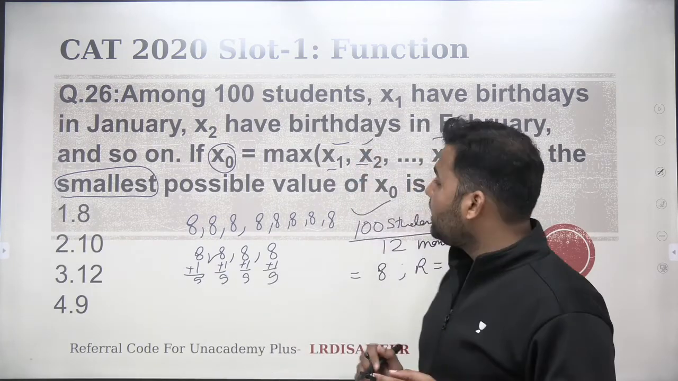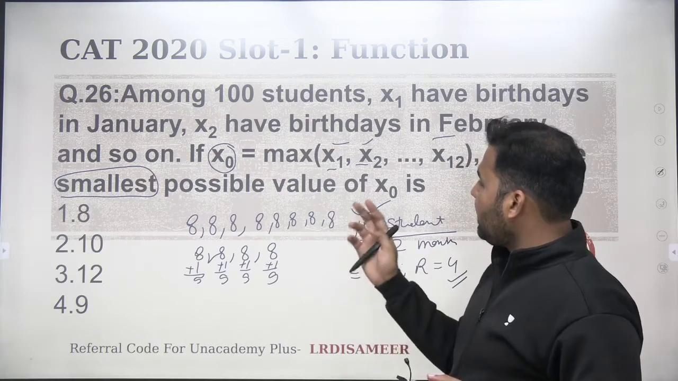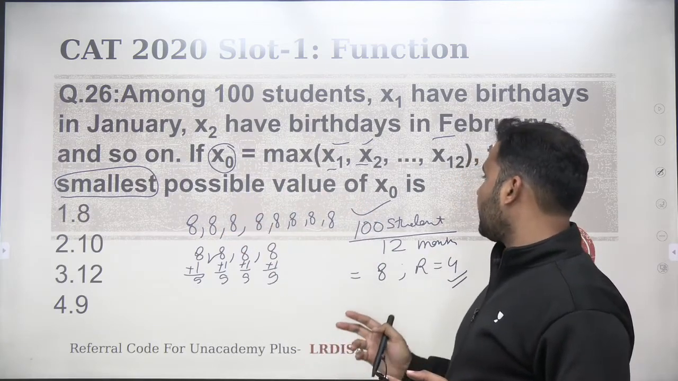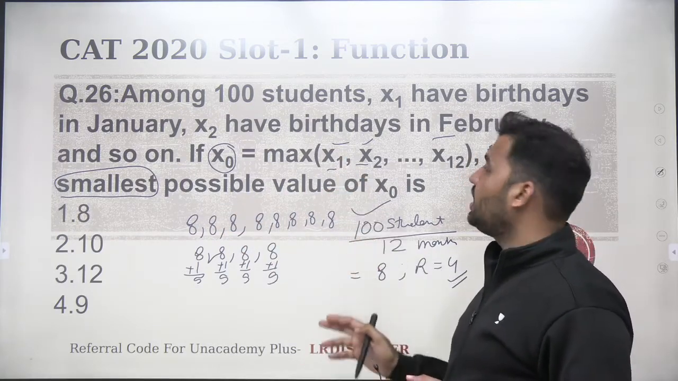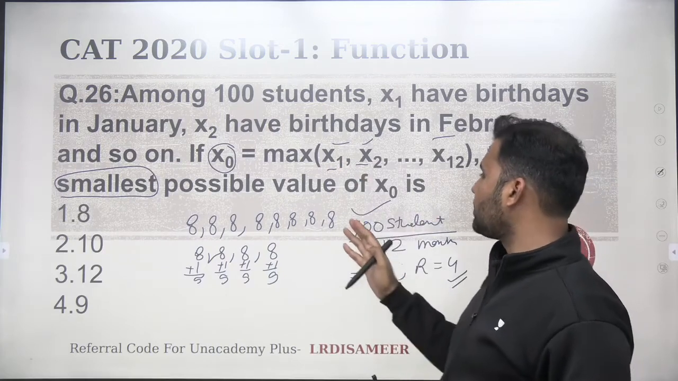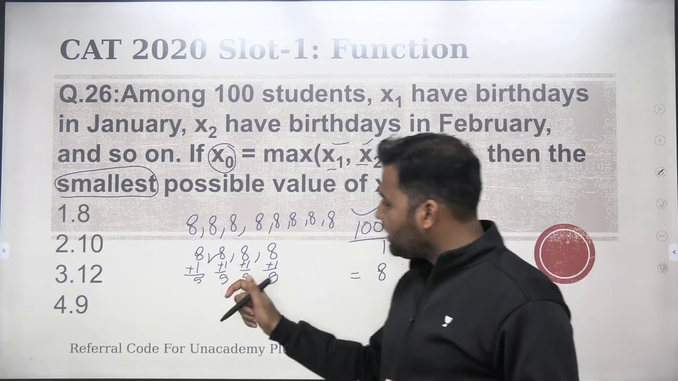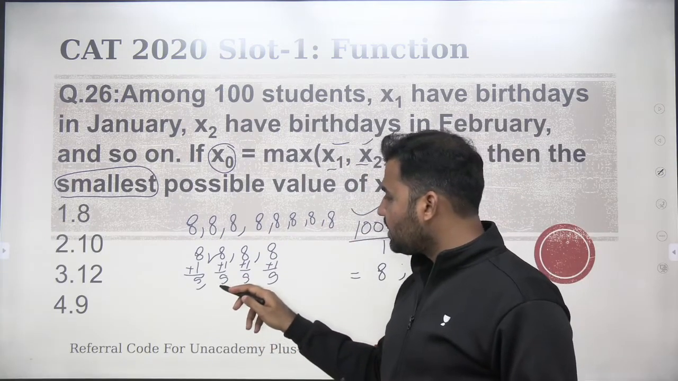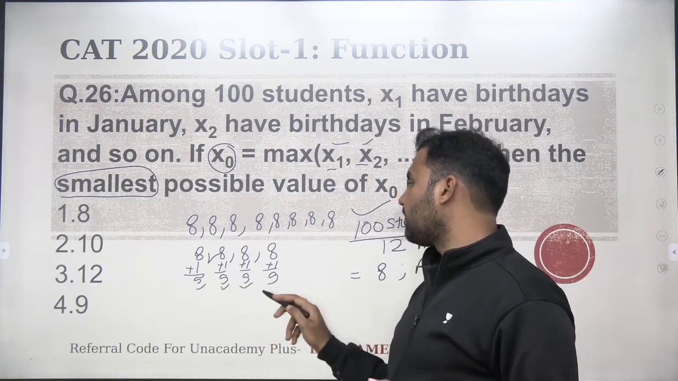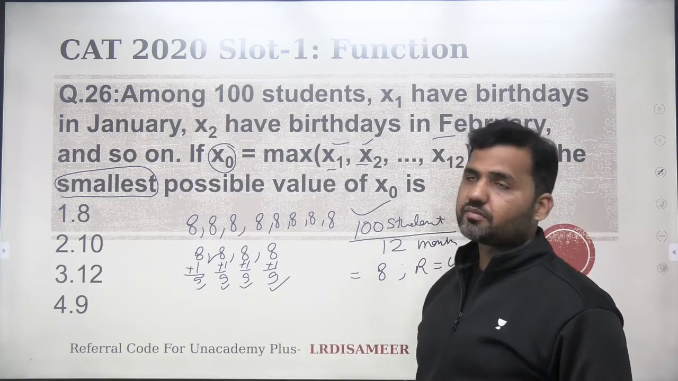That means I suppose that 8 students will have their birthday in January, 8 students in February, and so on till the month of August. And then 9 students have their birthday in the month of September, 9 in October, 9 in November, and 9 in December.